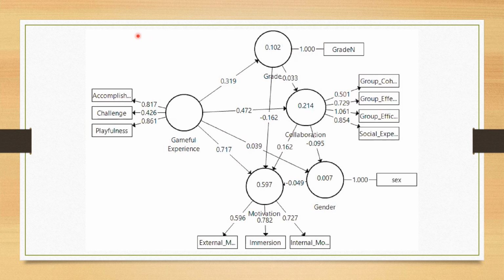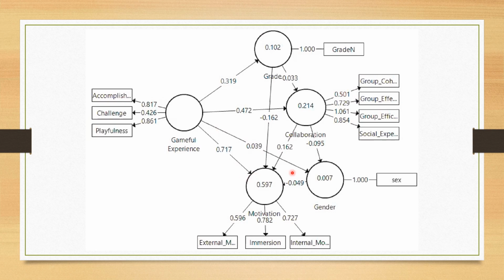Now I'm going to go left to right because you may have noticed there's arrows in a lot of places. All of these lines have arrows. So I'm going to start with the gameful experience because this is the variable they wanted to see if it had impacts on a lot of other things. So we can look at what gameful experience is connecting to.